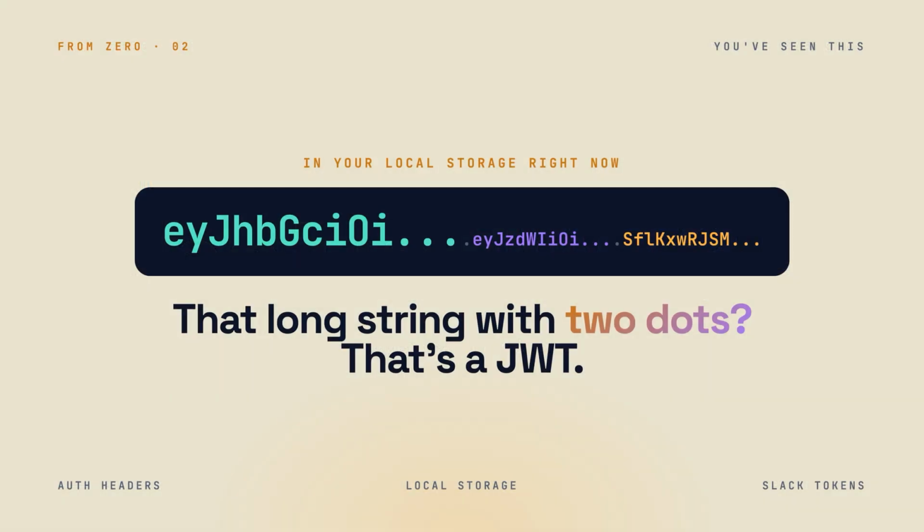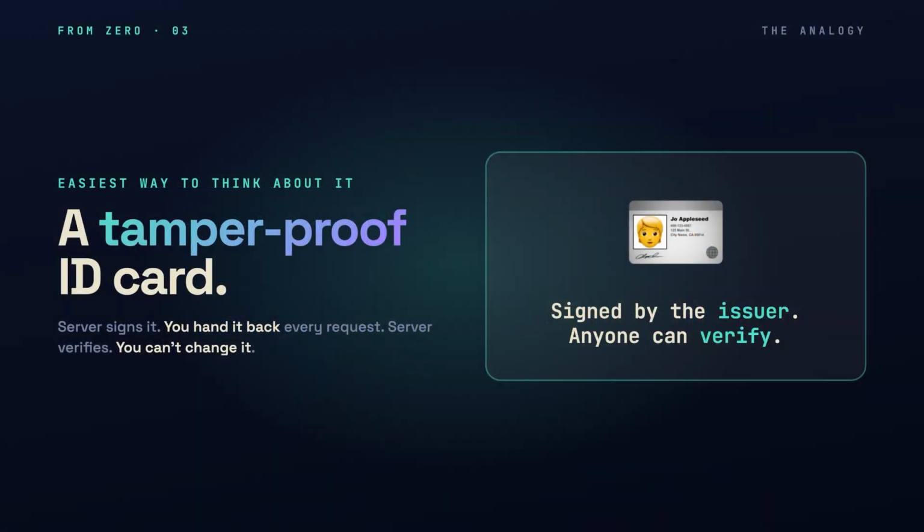First, where you've seen it: a long string with 2 dots. In your browser's local storage, in an authorization header, in your Slack token, in your OAuth response, that string is a JWT. Easiest way to think about it.